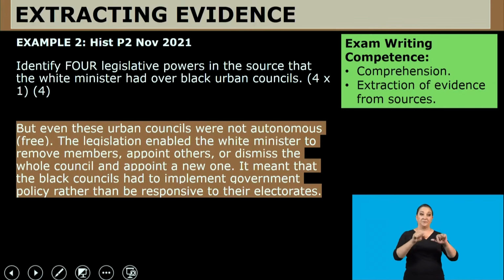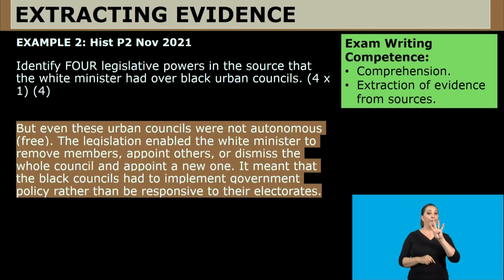Another example is identify 4. Okay, please read your questions carefully. Legislative powers in the source that the white minister had over black urban councils. Now the source says, but even these urban councils were not autonomous or free. The legislation enabled the white minister to remove members. So it's very important to highlight those things because you can also see cause and effect.